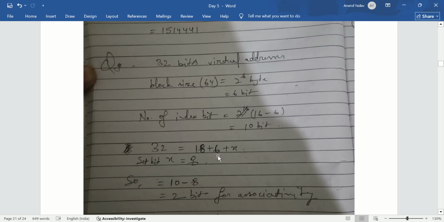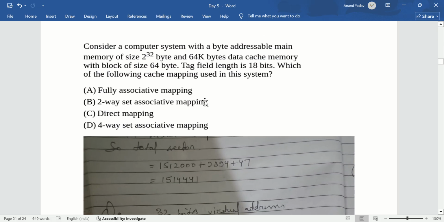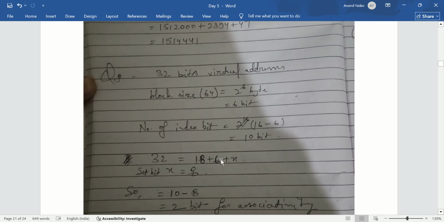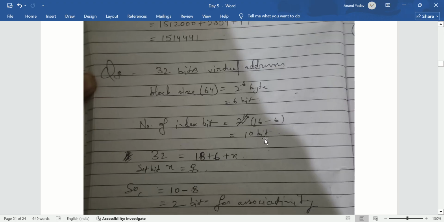Now 32 is equal to 18 plus 6 plus x. It will give the set bits. Set bits means set number bits, and this is the index bit. 18 is the tag bits, and this is the block size bits plus x. It gives the set bits, the cache line bits.